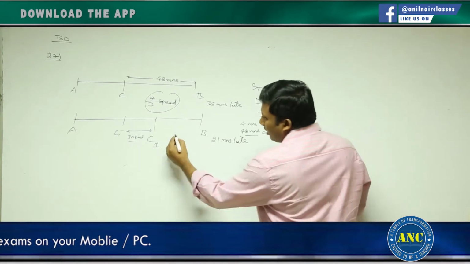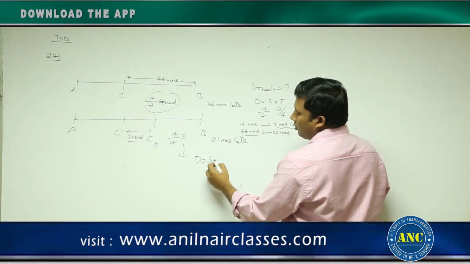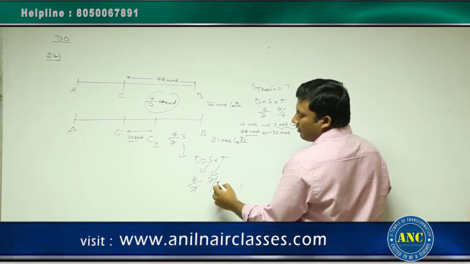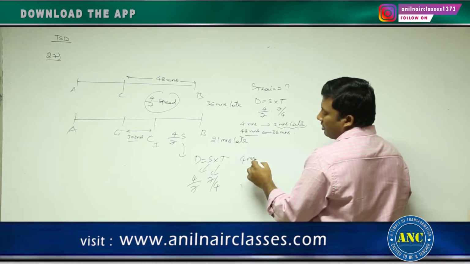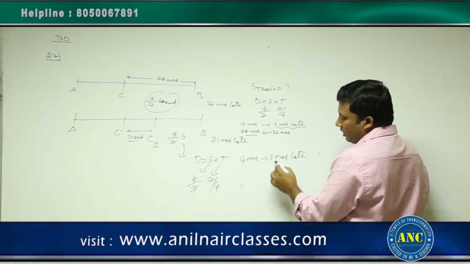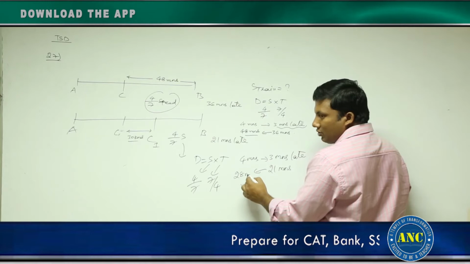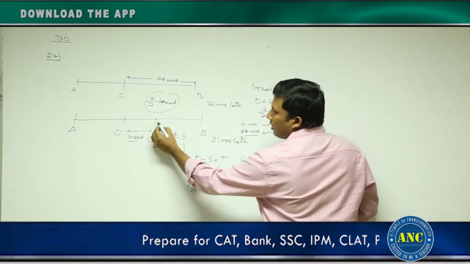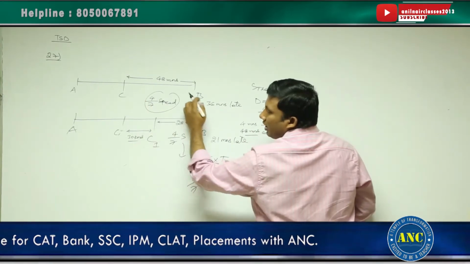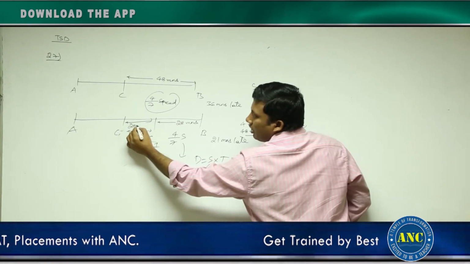But now here he is going at 4/7 speed. Distance is equivalent to speed into time. Speed is 4/7, time will become 7/4. 4 minutes means 3 minutes late. But I don't want 3 minutes late, I want 21 minutes late. That means what is the time? 28 minutes. Here he is going at 28 minutes. Total is 48 minutes. Here it is 28 minutes. What will be this one? 20 minutes.